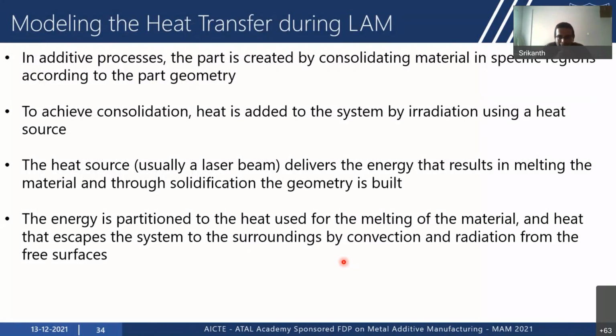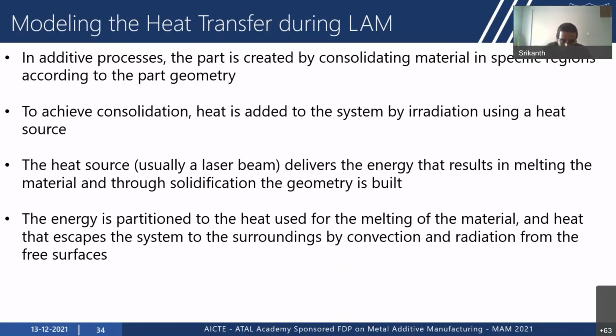We all know that in laser additive manufacturing, we create a part by consolidating the material, that is adding material layer by layer. Now, how does this consolidation take place? This consolidation takes place by melting and upon solidification. So the feedstock is irradiated by a high density heat source such as a laser or an electron beam. It melts it, and then through solidification, the deposit is built. Now, the energy that is used to melt the material.